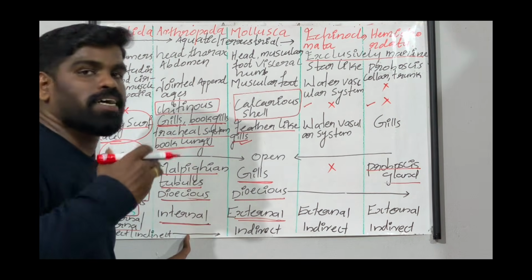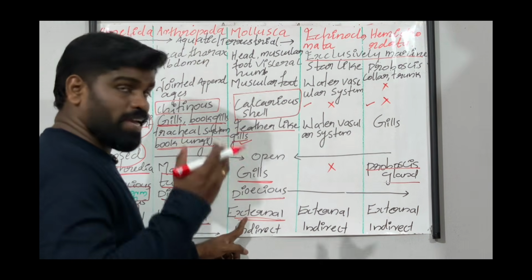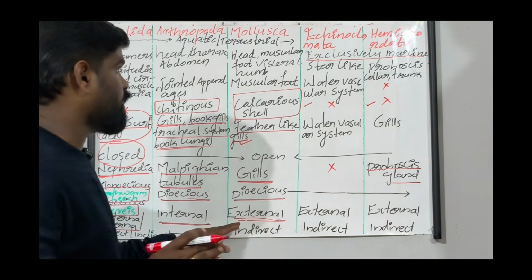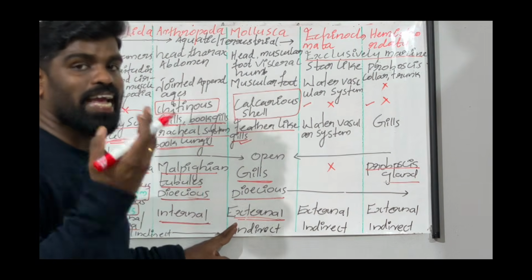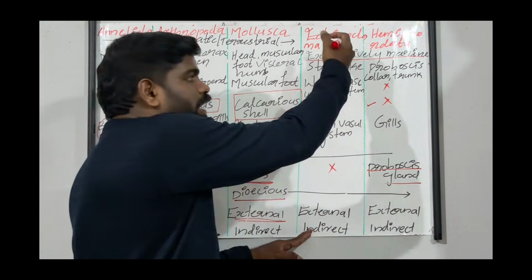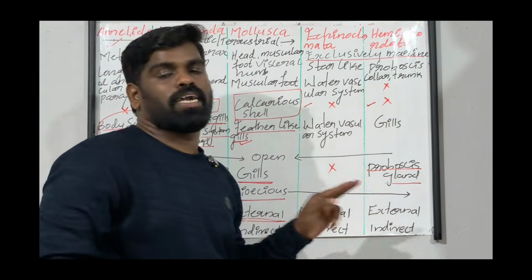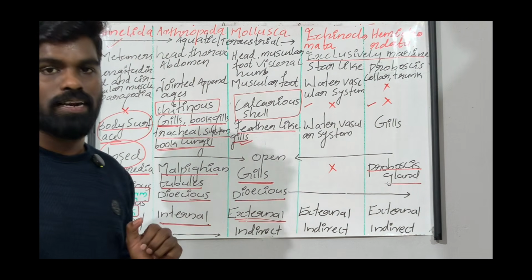Arthropoda has internal fertilization. Mollusca has external fertilization. Echinodermata and Hemichordata also have external fertilization.